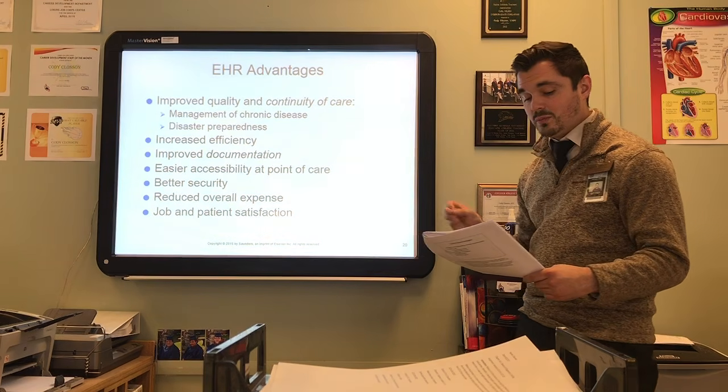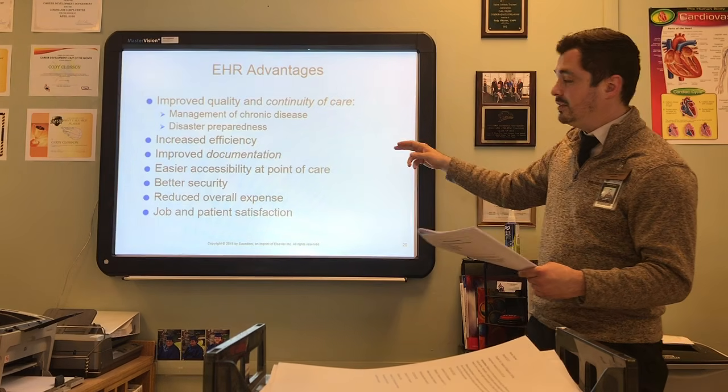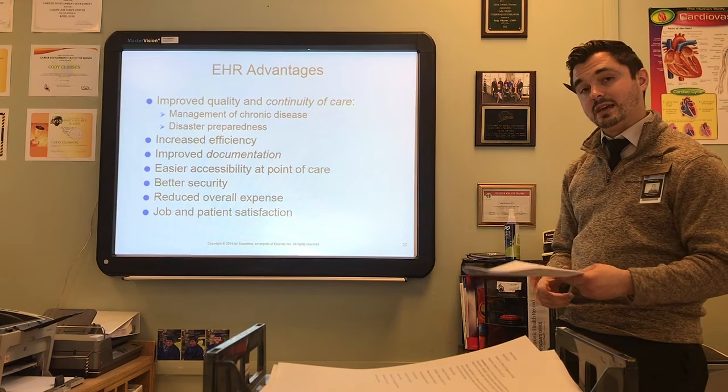But the one that sticks out the most as the most advantageous and most important to the patient would be the improved quality and continuity of care, as well as the improved efficiency of visits.